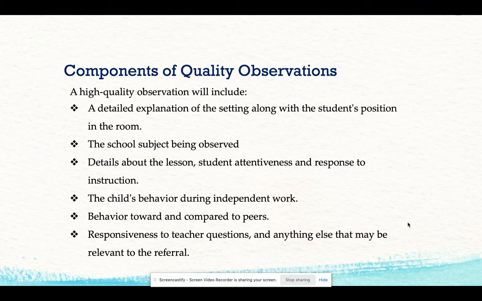So the components of quality observations. A high quality observation is going to include a detailed explanation of the setting along with the student's position in the room. So if you have a student, let's say we're going in because they're getting out of their seat a lot, or they're talking to their neighbor too much, or something like that in the classroom, they're not getting their work done, and they're sitting at the back of the classroom and in a back corner.